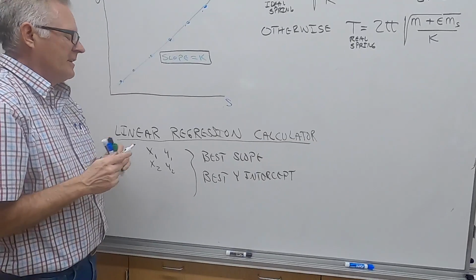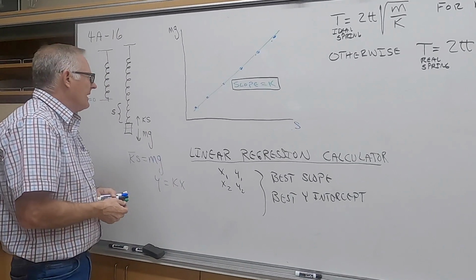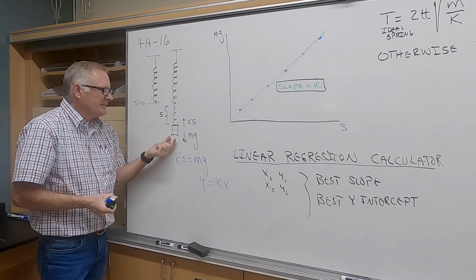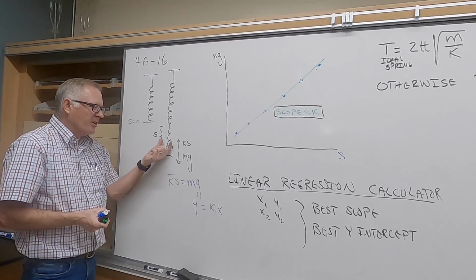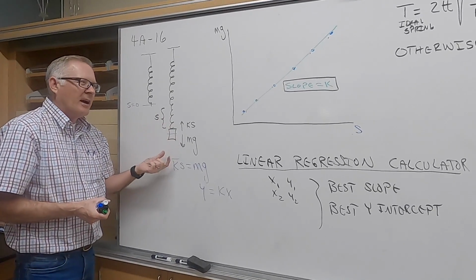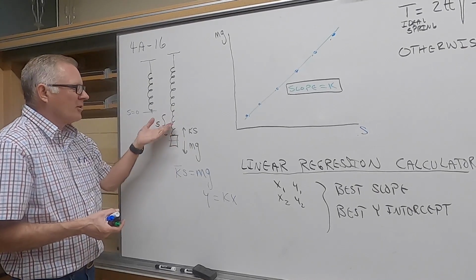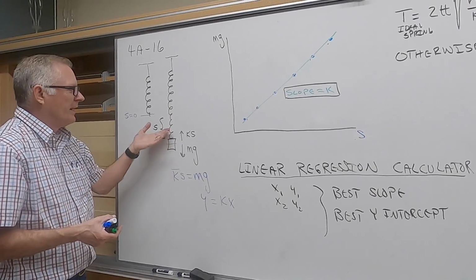Now, there is another way we can find k. I'd like to find it a different way. And that is, if you were to pull this down a little bit further and let it go, it's going to oscillate. And later on, not for a little while, we'll calculate the time it takes to go back and forth. I'm just going to give it to you right now.